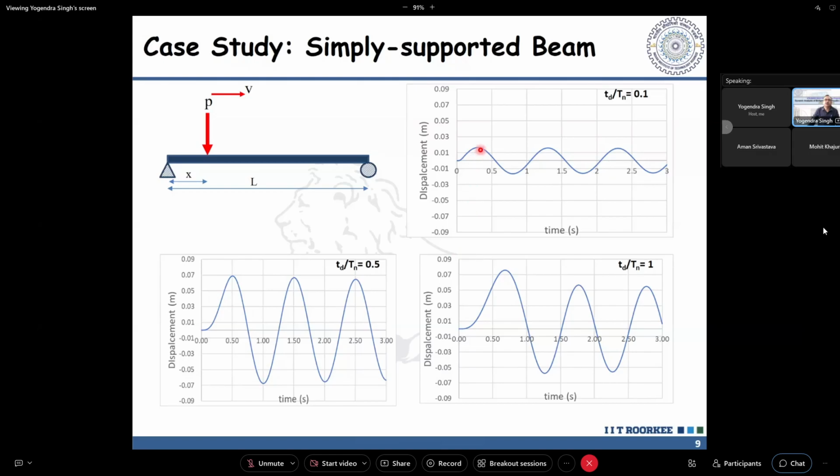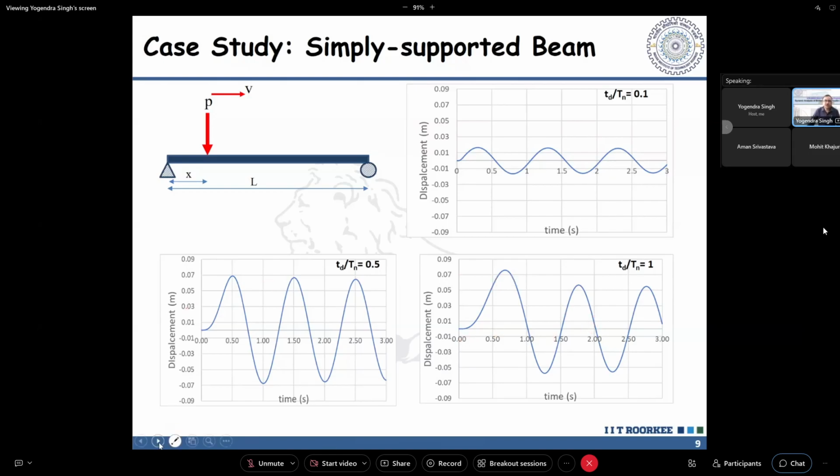Here the displacement was roughly 0.015. So from 0.015, it has reached 0.07. So when TD by TN is equal to 0.5, it has increased. And you can see that this is maximum here. And when TD by TN is equal to 1, it continues, like we have seen in case of a single degree of freedom system. Something similar behavior we see: from TD by TN equal to 0.5 to 1, in this range, we are getting the maximum response.